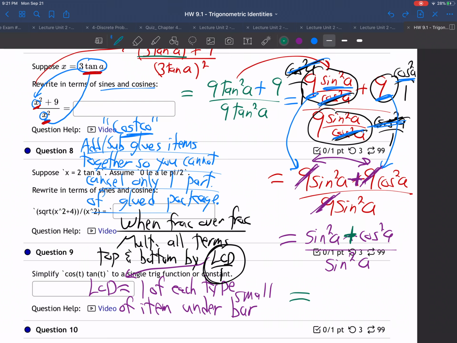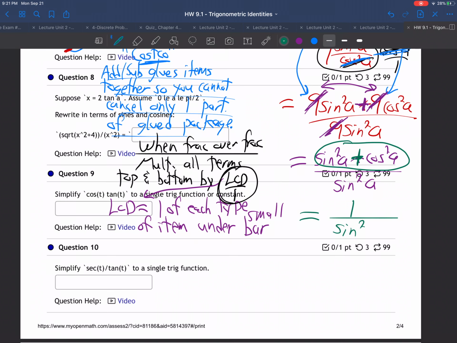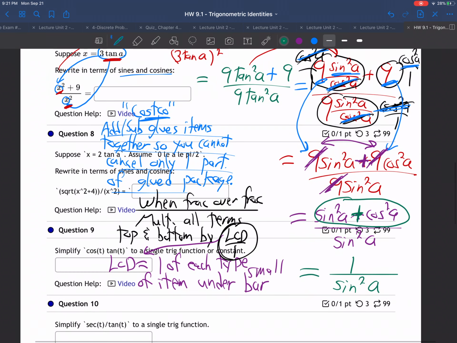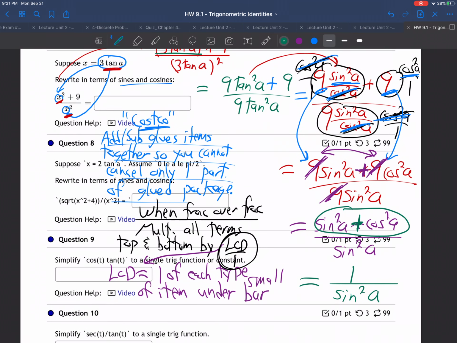Now, well, then what are we going to do? Do you recognize this? Sine squared plus cosine squared. It's going to come up in probably more than half of the problems in our section. What is sine squared plus cosine squared? You need to be recognizing that. It'll really help you. There it is. Sine squared plus cosine squared is 1. So this is going to end up being 1 over sine squared of A.